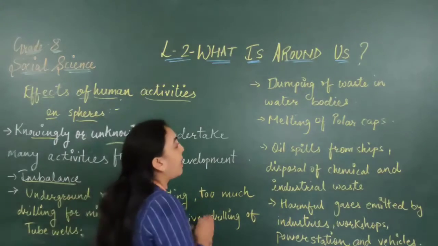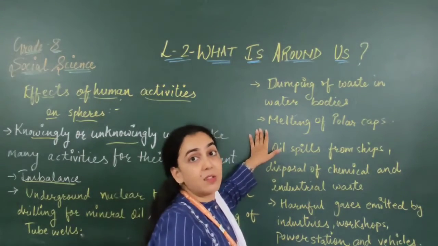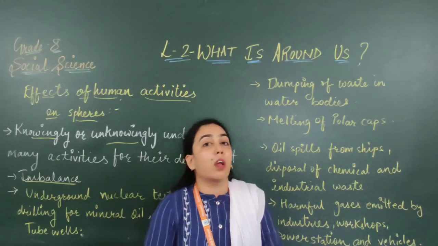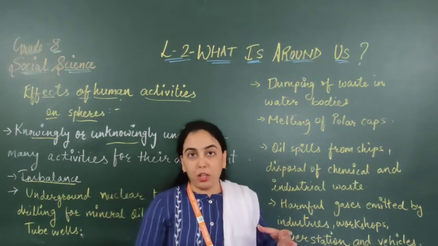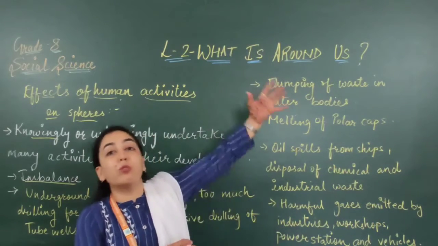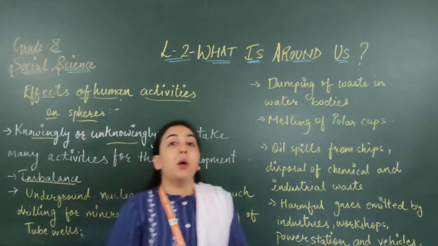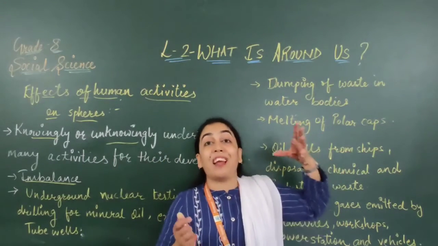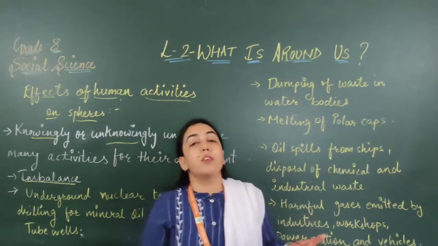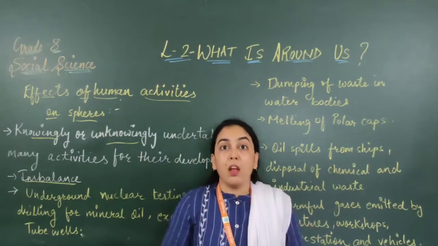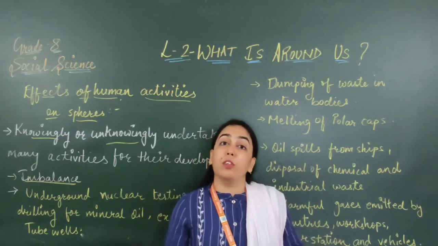Next is about melting of polar caps. As I have shown you the polar caps, which are, for example, on the mountains where there is ice. These are melting. Why are these melting? Because of the excessive heat, because human beings are cutting trees and the temperature of the earth is rising.